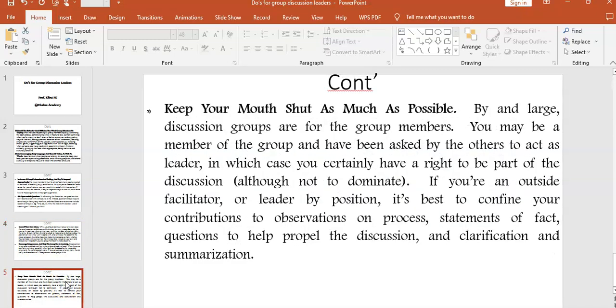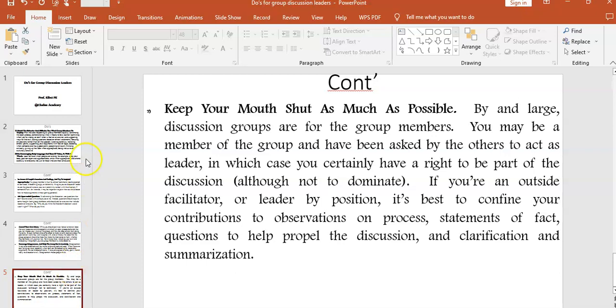And finally, keep your mouth shut as much as possible as a leader. By and large, discussion groups are for the group members. You may be a member of the group and have been asked by the others to act as a leader, in which case you certainly have a right to be part of the discussion, although not to dominate. So if you are an outside facilitator or a leader by position, it's best to combine your contributions or observations on the process, statements or facts, questions to help propel the discussion, and clarification and summarization.